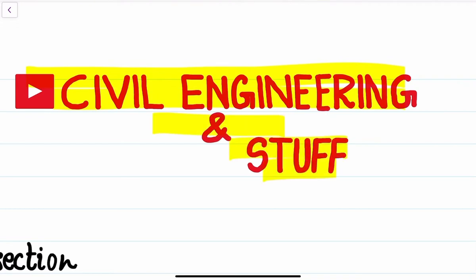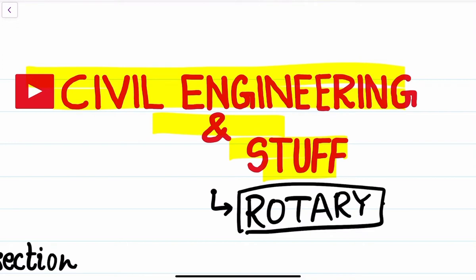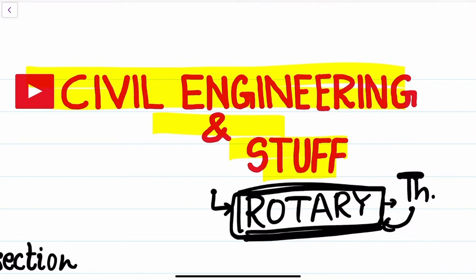And in today's video lecture, we are going to discuss rotary intersection. The discussion will be only regarding the theoretical concept of rotary intersection. That is, we are going to discuss what a rotary is, what the advantages of a rotary are, what the disadvantages of a rotary are, when we should go for a rotary intersection, and what the design parameters for a rotary are. So this is what we are going to discuss in this video lecture.